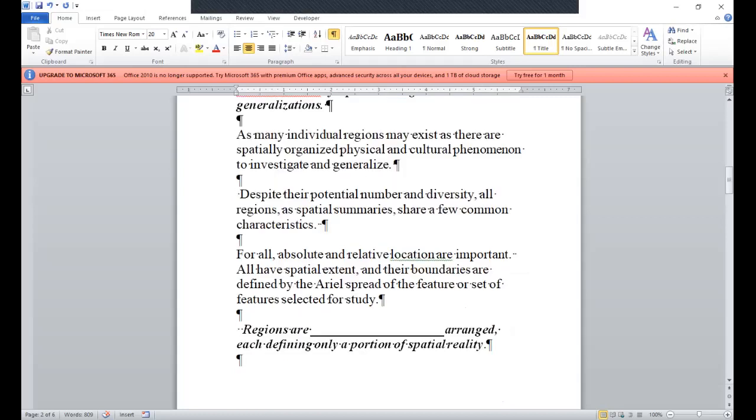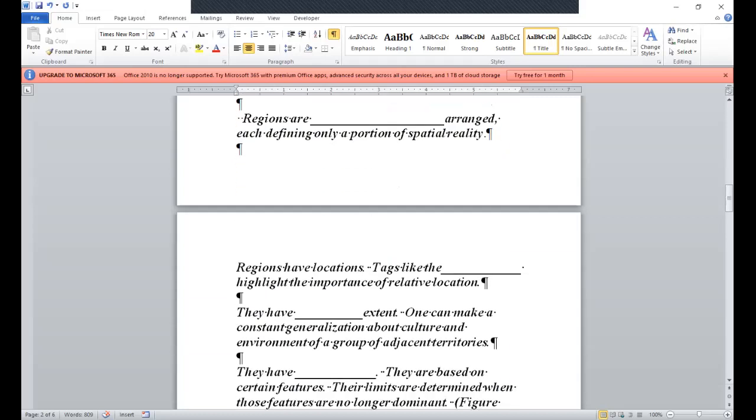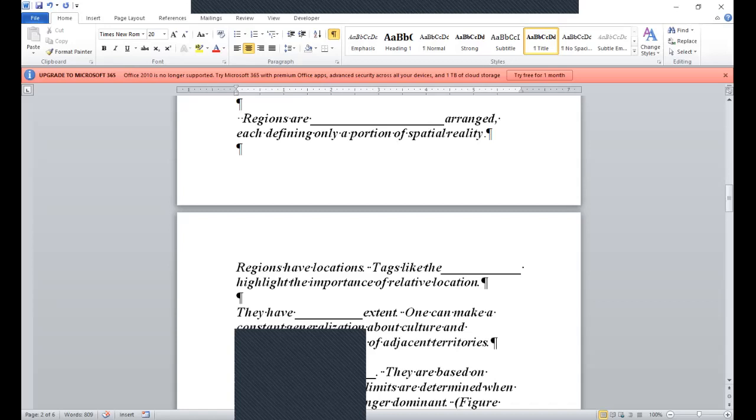We've got some fill in the blanks here. All right, fill in the blanks. Regions are hierarchically arranged, each defining only a portion of spatial reality. I wanted to show you, since you don't have the textbook for this, a few pictures. And this is an example here of a spatial hierarchy. And I always thought this was a great visual example of this spatial hierarchy.